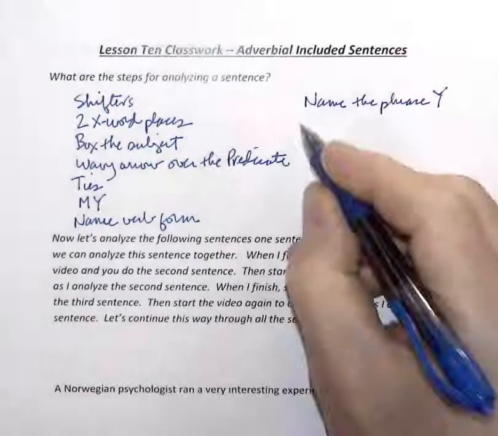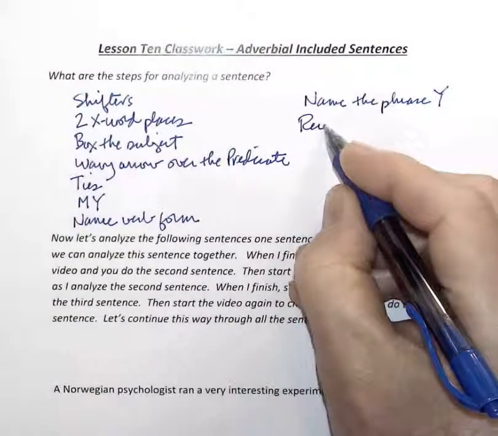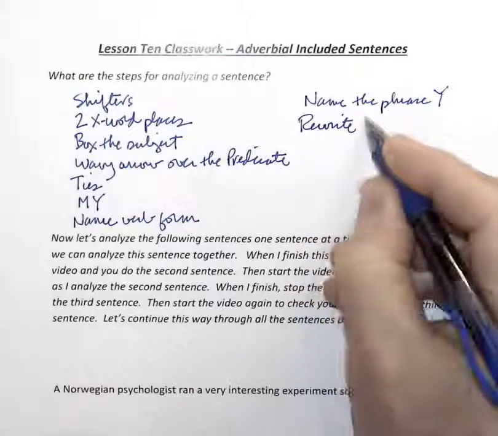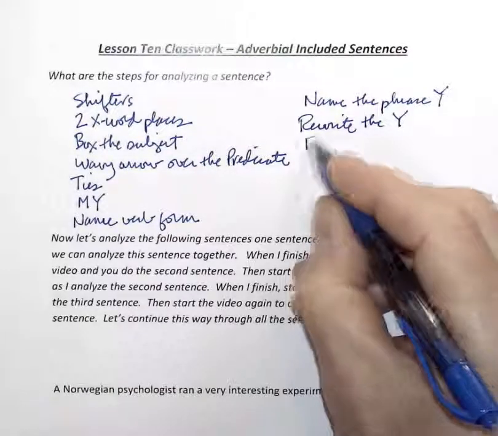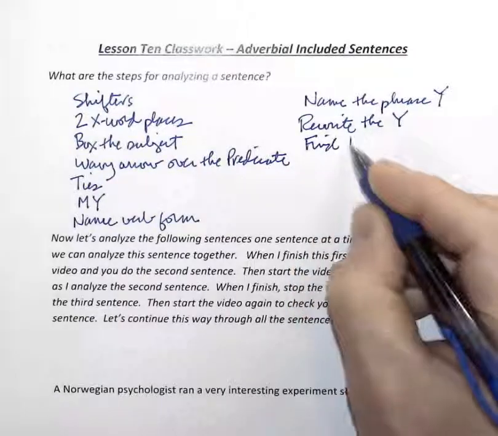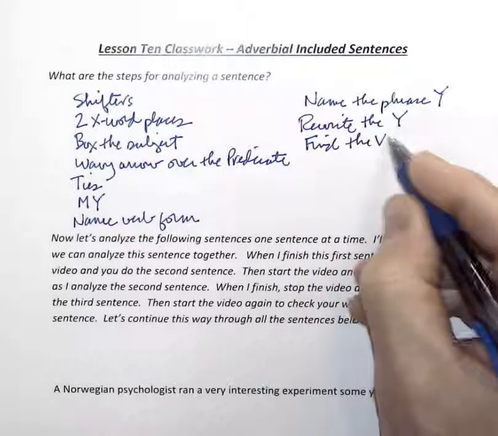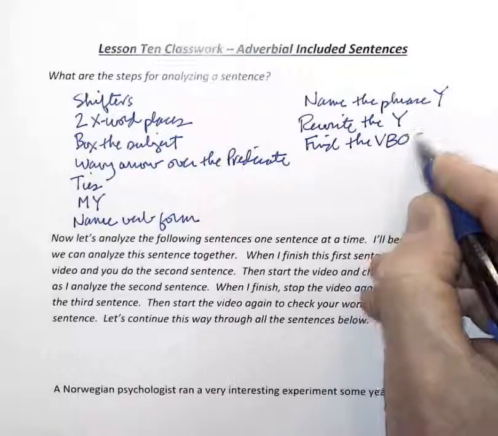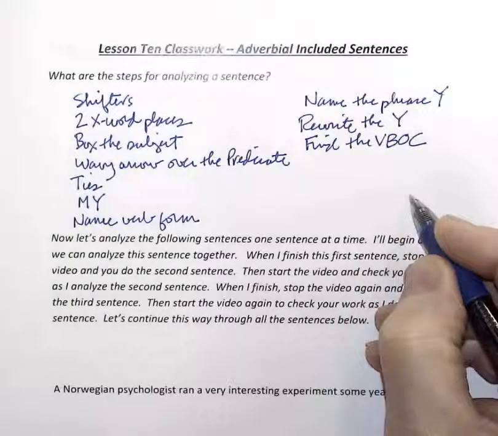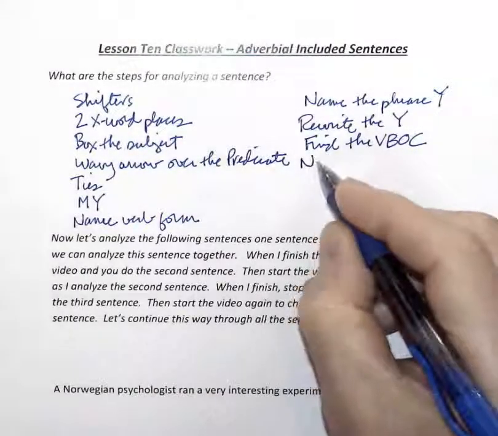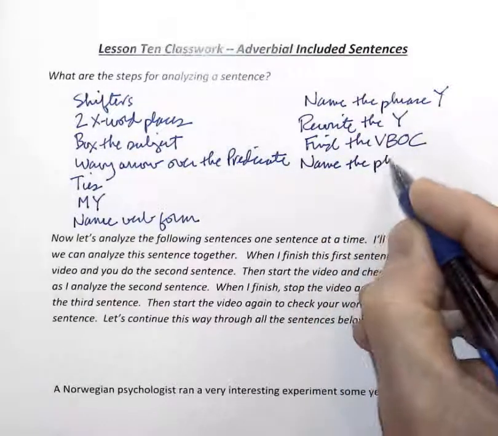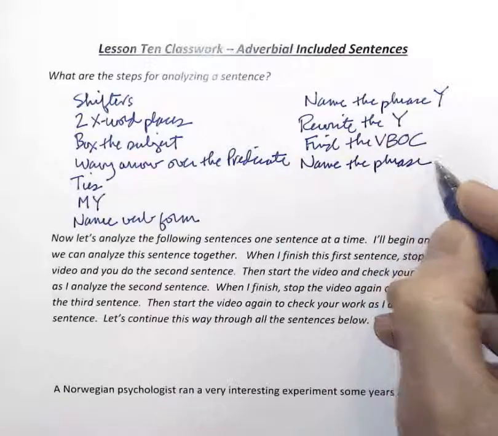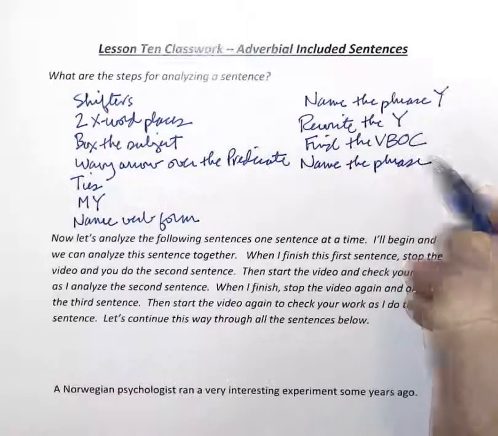Okay, we do that. Then we rewrite the Y, find the verb, particle, object and complement places in Y. Name the phrase in the object and complement places.